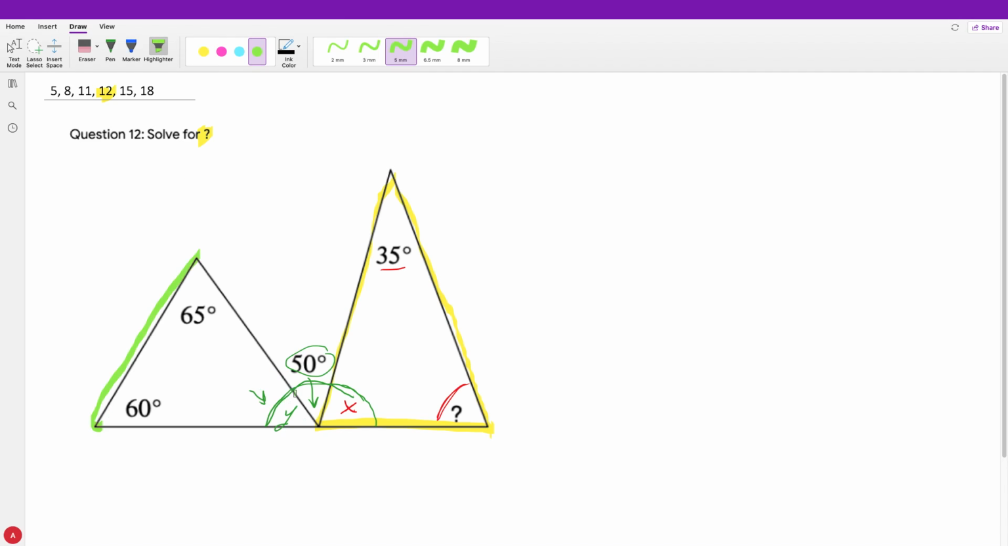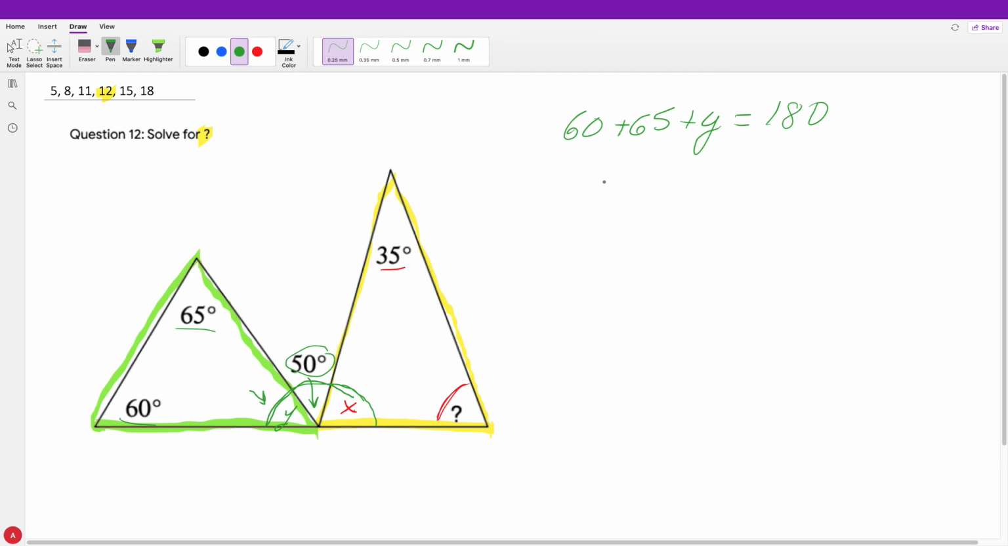If I can solve for this missing angle of the other triangle, which I'll highlight green, then I can solve for the missing angle of my yellow triangle, because I know they're going to add up to 180 because the three angles form a straight line. So this y is part of the green triangle, and they do give me the other two angles. So I know I can do 60 plus 65 plus y is equal to 180. So 125 plus y is equal to 180. I subtract 125, and that means that y is then equal to 55 degrees.